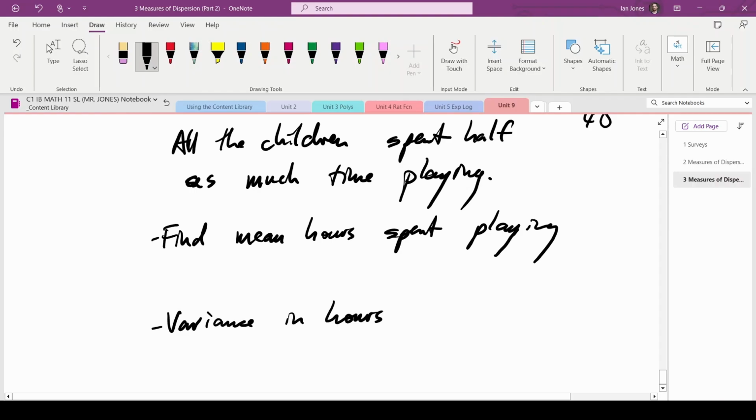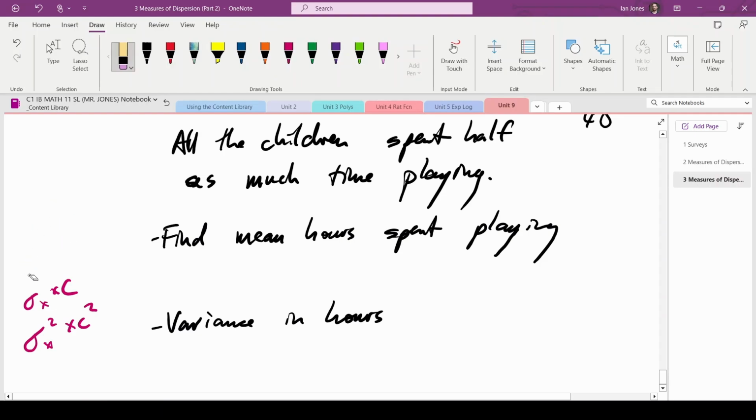And this is where the facts regarding adding a constant or multiplying by a constant come in very handy. So we know that if we add a constant, then the mean goes up by that constant, but the standard deviation and variance do not change. We also know that if we multiply by a constant, then the mean is multiplied by the constant, the standard deviation is multiplied by the constant, and the variance is multiplied by the constant squared.